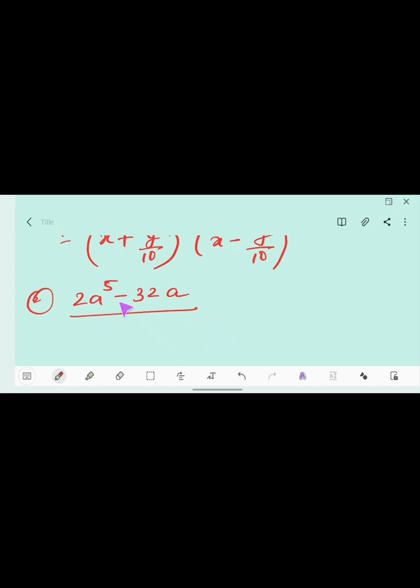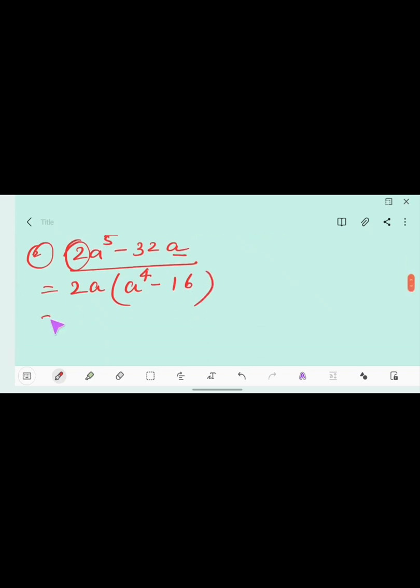So if you try to recall what we have done in the first category, first of all we see the first term: the coefficient of a power 5 is 2 and the coefficient of a is 32. So we take the HCF of 2 and 32 first. So the HCF is 2. Now looking at the variables, we have a power 5 and a, so the least power of a is taken, which is a only. So what is left inside? a power 4 minus 16.